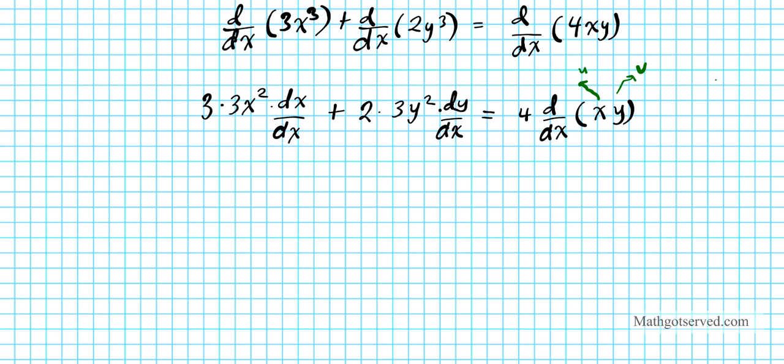Okay, so let's go ahead and simplify the left side. 3 times 3 is 9x squared. The x just divides out to 1. And then here we have 6y squared dy dx.